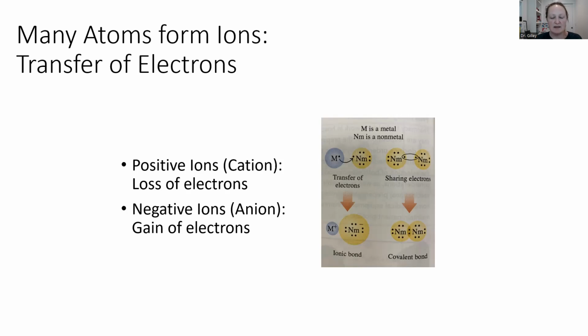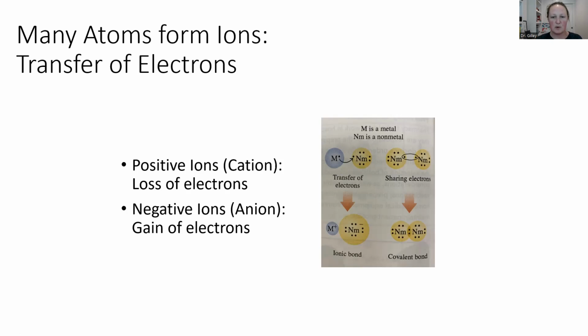Some elements, and I should say elements, so use the right terminology here, typically metals, will lose electrons to form cations. And cations are positively charged ions. You can see that process is illustrated here. M stands for metal. It is losing an electron, giving it to a nonmetal.